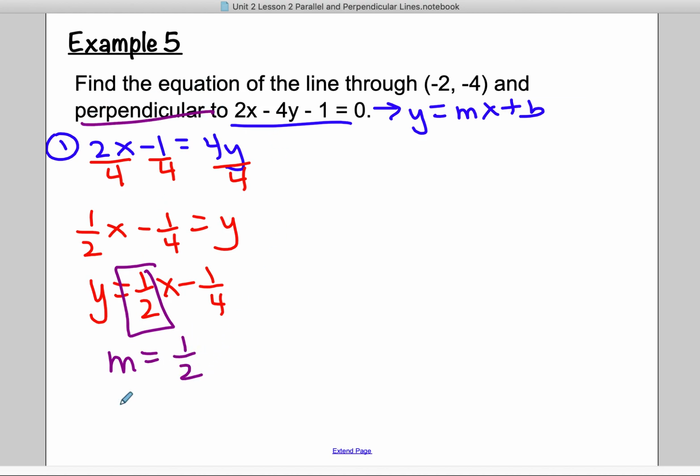However, I'm going to do perpendicular. So what is my perpendicular slope? It's currently positive, so it'd be negative, and then to flip it, I would get 2. Okay, so there is that.